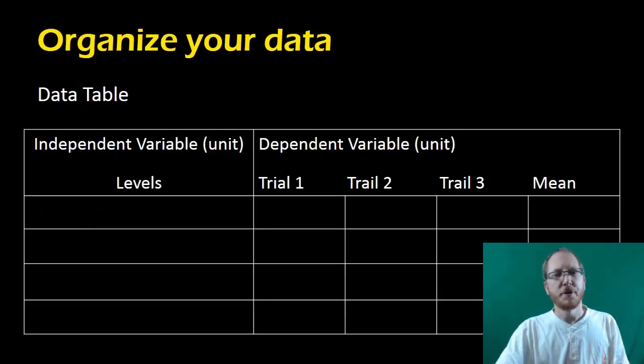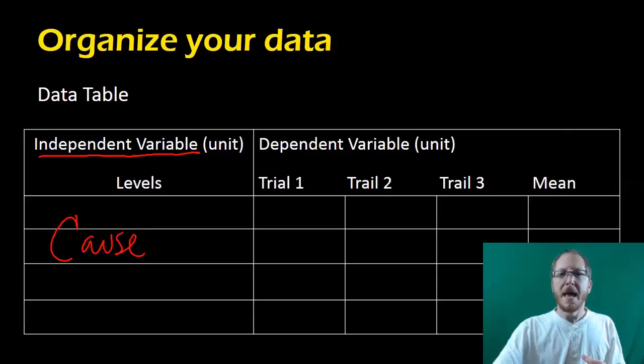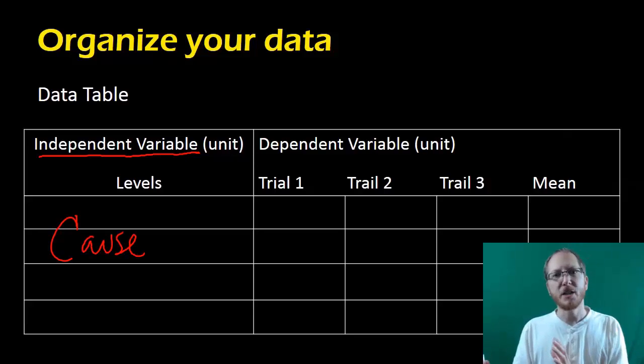Now, organizing your data is one of those critical pieces after you've done the experiment. So we've done the experiment, we know what we changed, that's our independent variable. We're going to put that on the left because this is what we controlled. Remember, this is the cause. And then on the right-hand side, next to it, we're going to put the dependent variable. And this might be multiple columns because you might do multiple different trials. So I might get a reading after 1 minute, 2 minutes, 3 minutes.